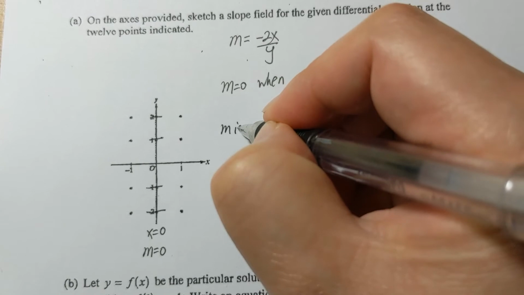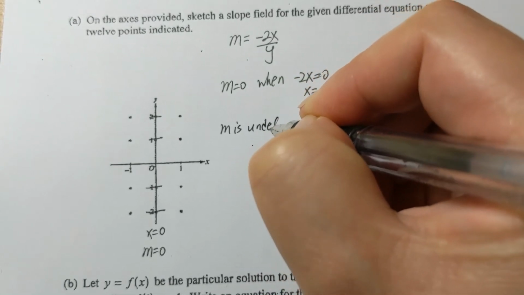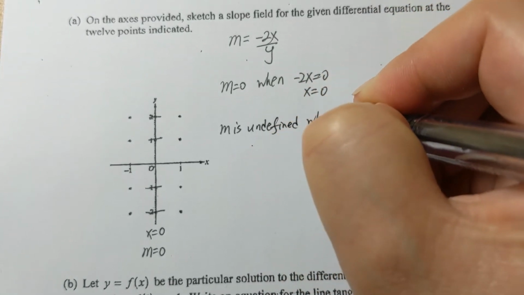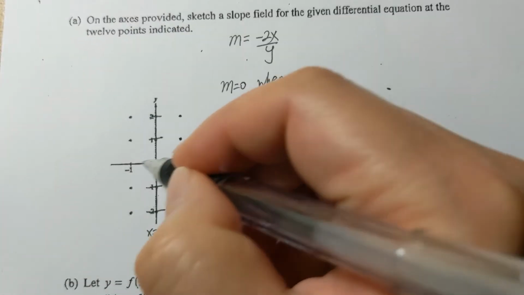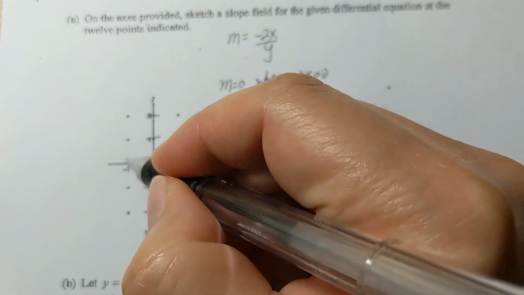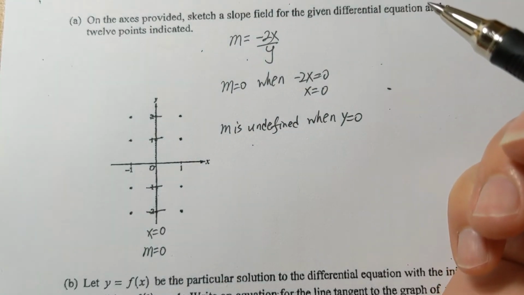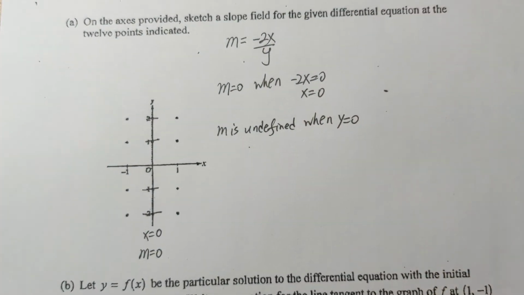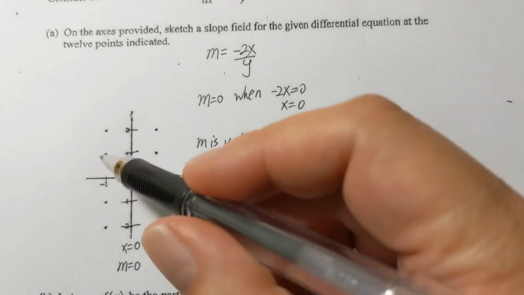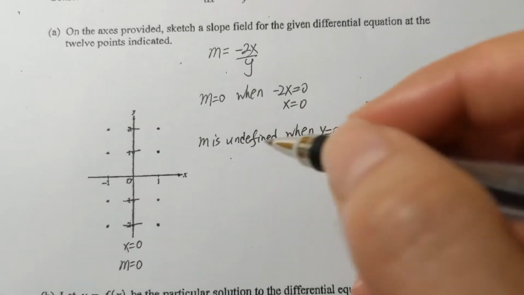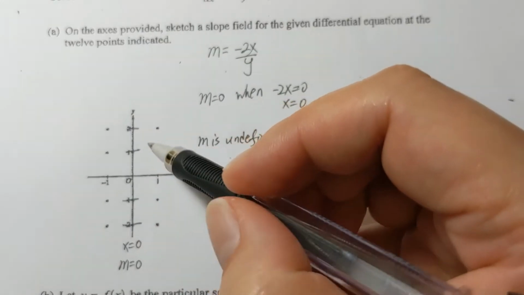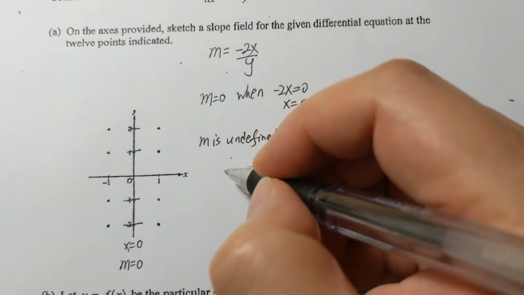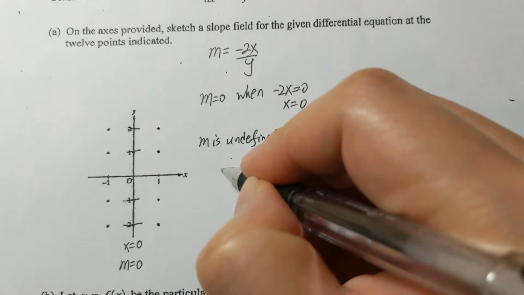And then m is undefined when y equals 0. So over here we're supposed to have a vertical line segment, but we don't have to draw it. So right now we're going to continue with the 2 column. Since we are going to draw this column, we're going to calculate the slope at each point.